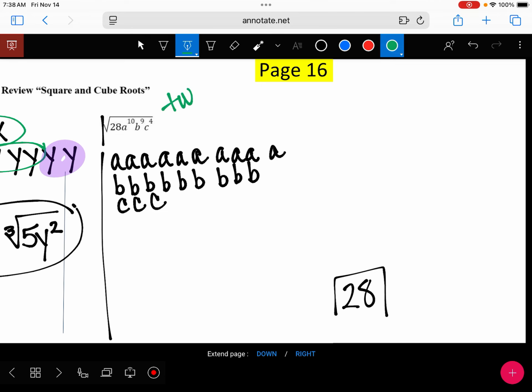Looking for twins, pairs. That looks like pairs.